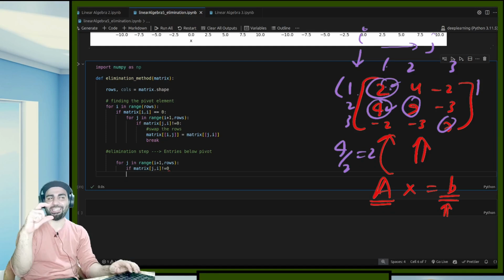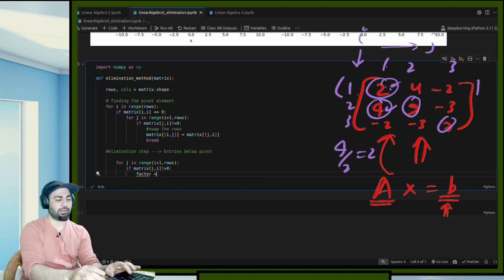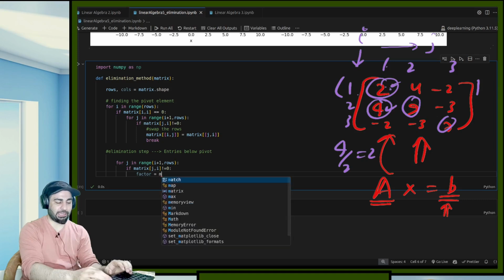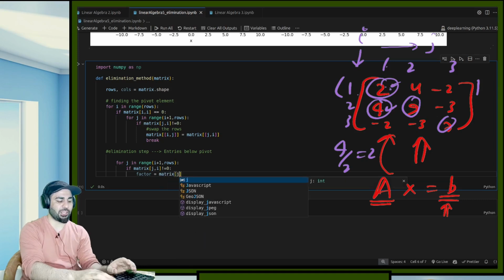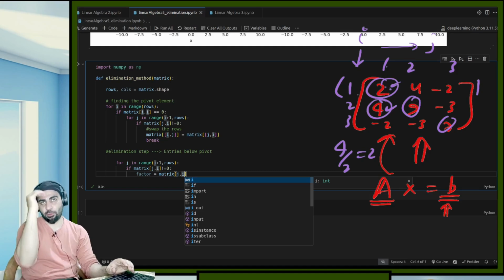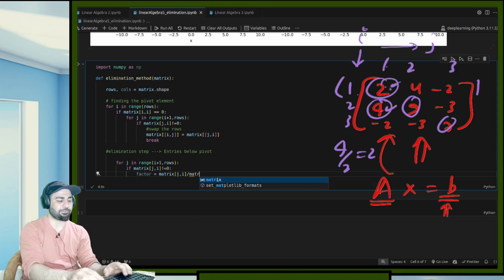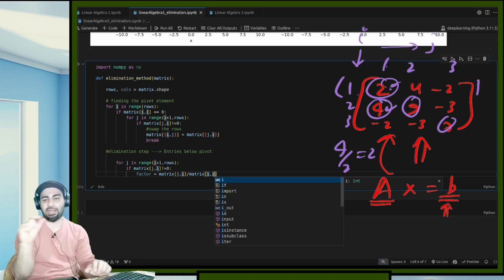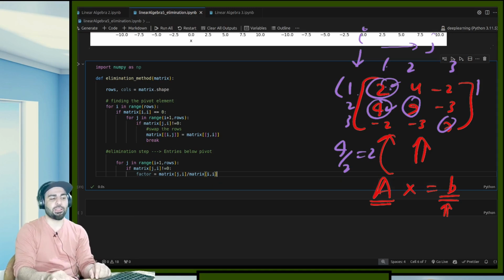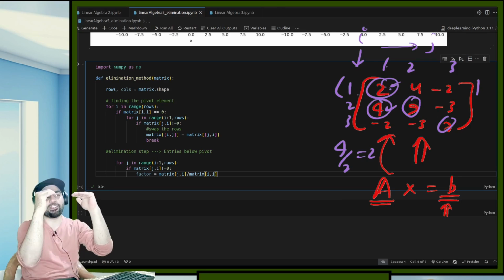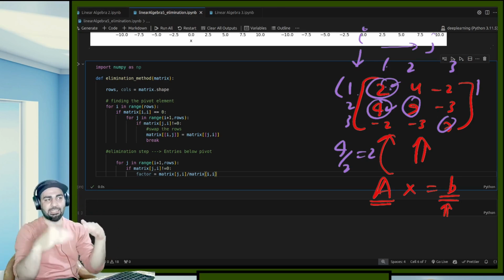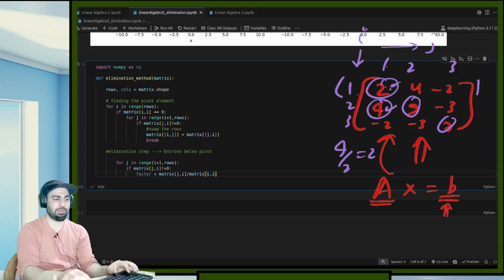So how to find the factor? Take that entry and divide it by the pivot that you currently have. So you say factor is equal to the current element, matrix of j comma i, that is the jth row below the pivot, if it is non-zero. Then we should divide it with matrix of i comma i, because that's the pivot element. Once you do that, you multiply this factor with the row that contains the pivot, and subtract it from the next row, basically the jth row.